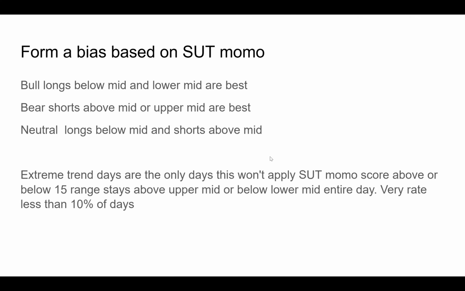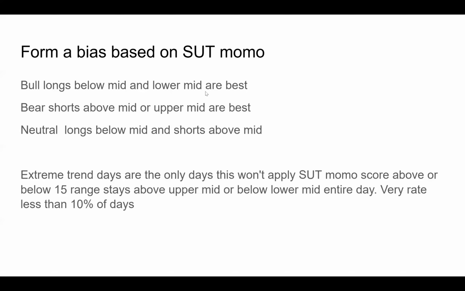Is this slide one? All right. So just once again, top to bottom, how do we trade? Form a bias based on the Sutton Momo, and you can add a little bit of your analysis in there. If we're bullish, we want to be taking longs below the mid and lower mid. If we're bullish, we're below the lower mid and the mid right now. So realistically, we haven't broken the range. The trade is long from these levels. It's not short. We can be in a temporary short trend, wait for the break of the confirmation, but we're still in a range. So longs below the lower mid are best.